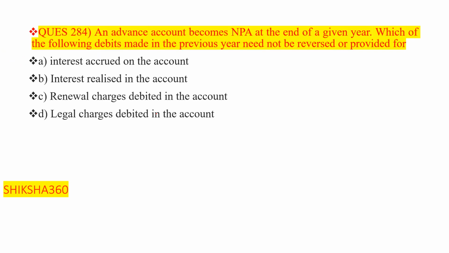So next one. An advance or loan account becomes NPA at the end of a given year. Which of the following debits made in the previous year need not be reversed or provided for? Please tell fast. Interest accrued on that account, interest realized in the account, renewal charges debited in the account, or legal charges debited in the account. So what is the correct answer here?